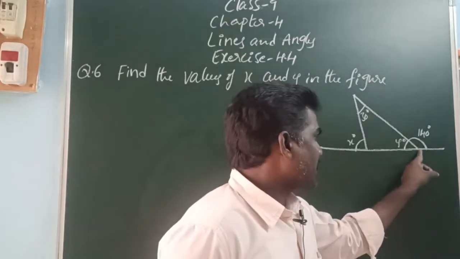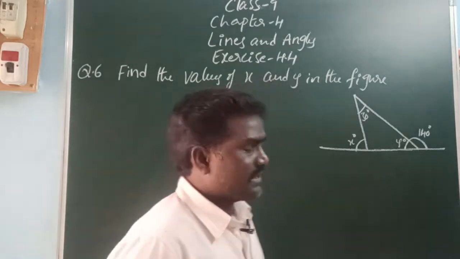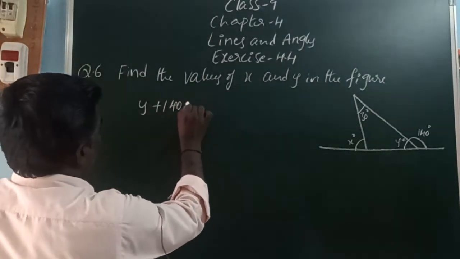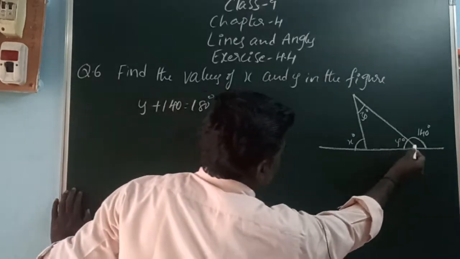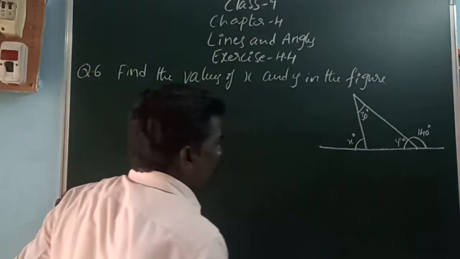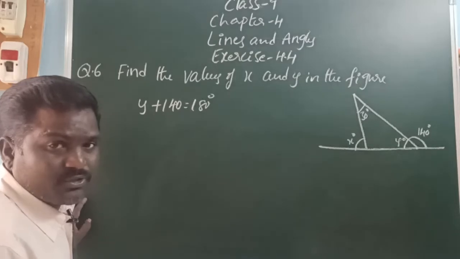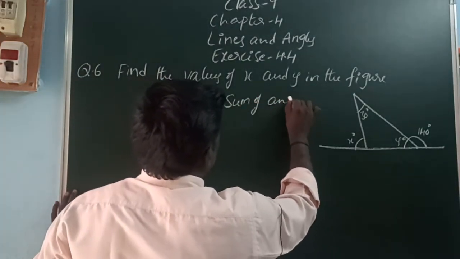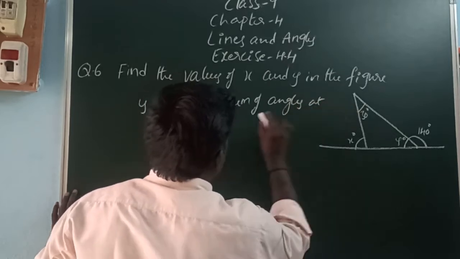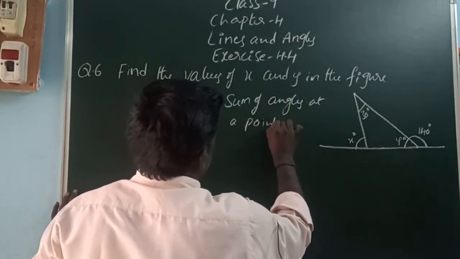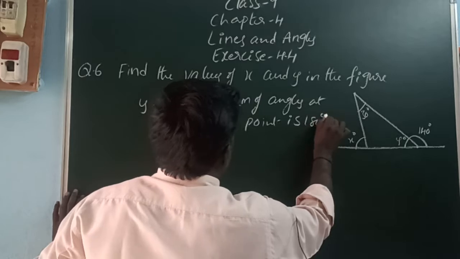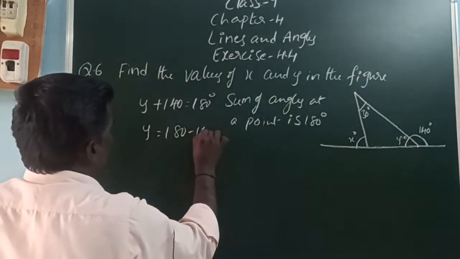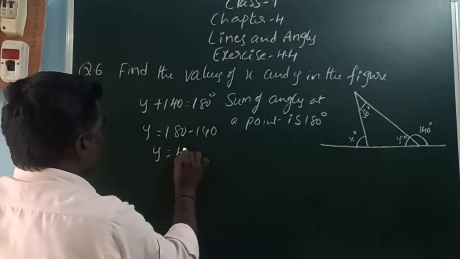Okay, sum of angles at a point on a line is how much? 180 degrees. So here y plus 140 is equal to how much? 180 degrees. At this point, how many angles are there? Two angles. The two angles sum is how much? 180. So sum of angles at a point is 180. So 140 goes to the other side, and y is 180 minus 140. So y is equal to 40.